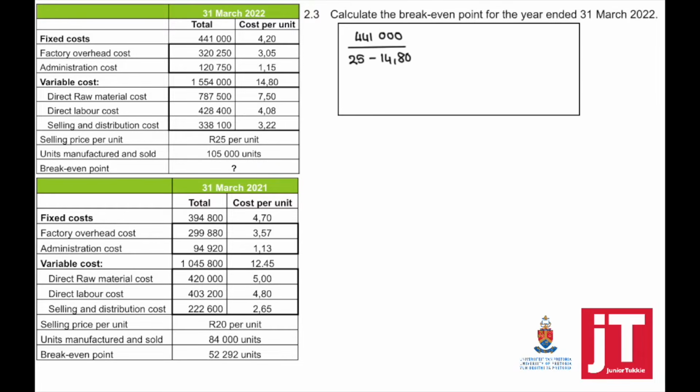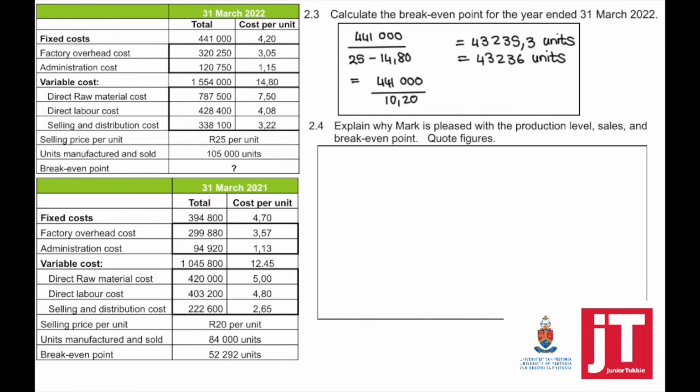So now to calculate the break-even point, the total fixed cost divided by the selling price per unit minus the variable cost per unit. Make sure that you round your answer up. This is the number of units that must be produced and sold in order for us to break even. Now question 2.4. Explain why Mark is pleased with the production level, sales and the break-even point.